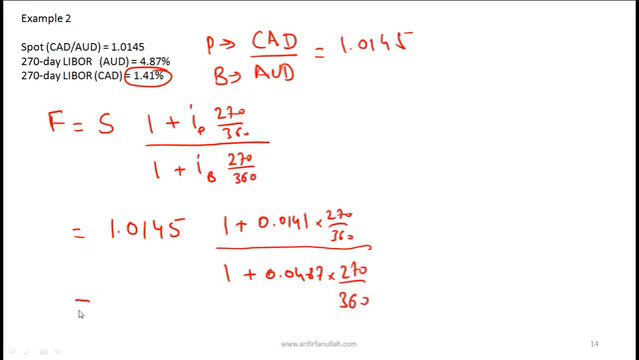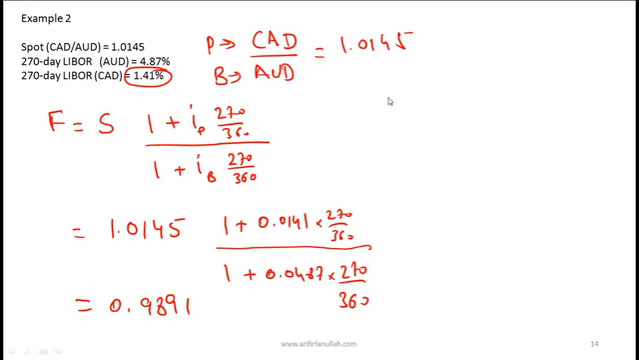If we do the math, what we will get is 0.9891. So essentially this is saying that the 270-day forward rate on the Australian dollar is 0.9891.